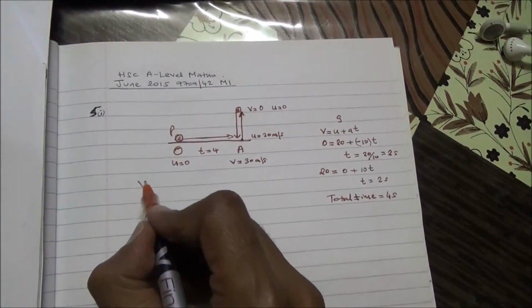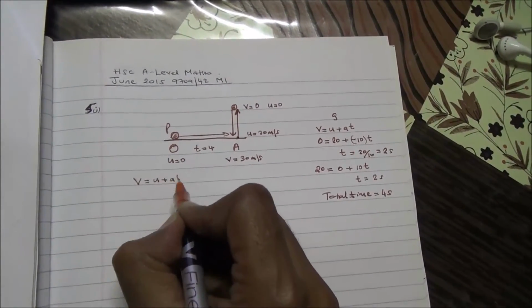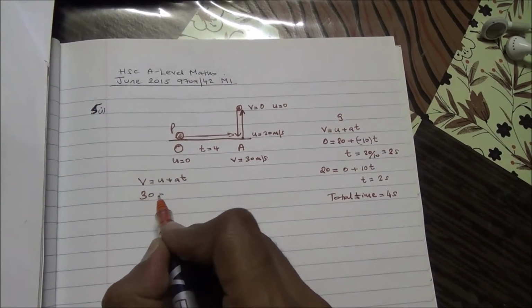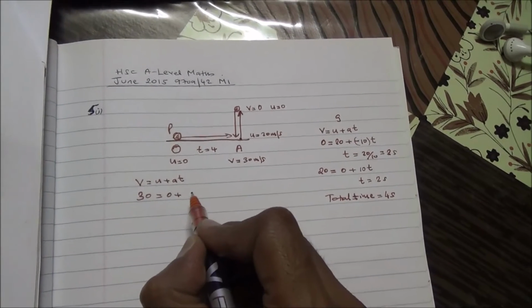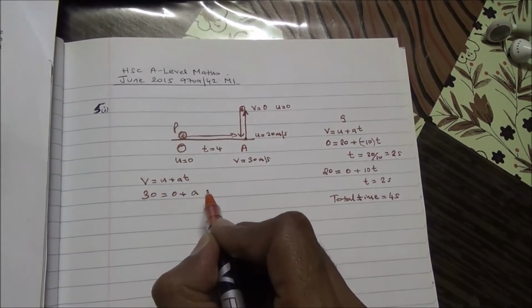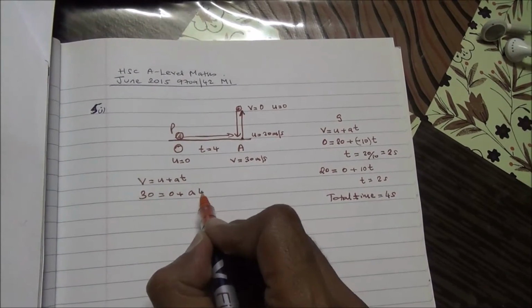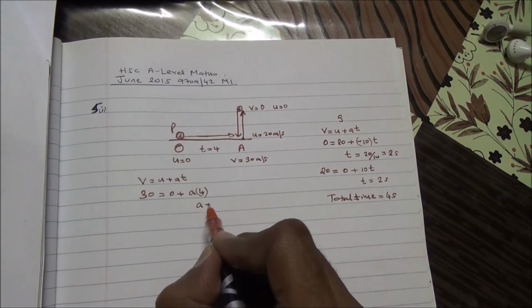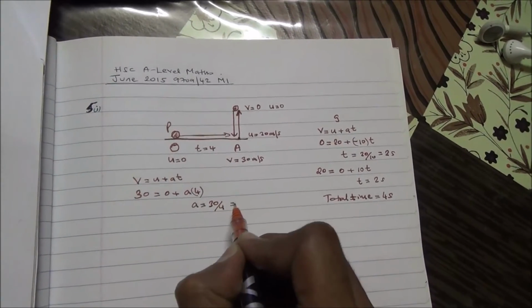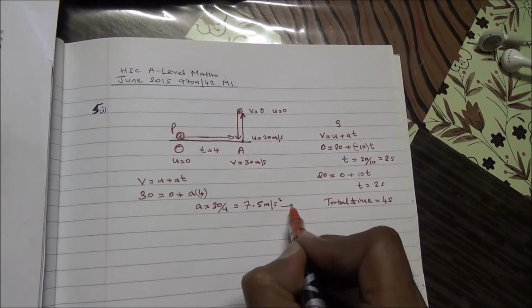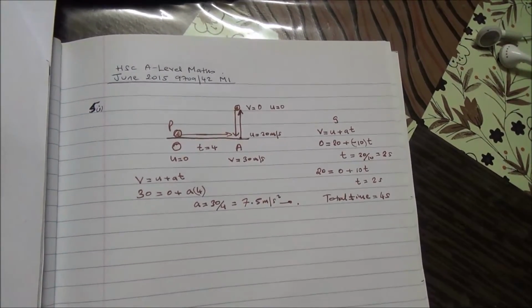Now we can use v is equal to u plus at again. And the final speed for this object, 30 meters per second, is equal to 0 plus a, which is the acceleration that we need to find, times t, and t we found earlier on to be 4. So therefore 4a is equal to 30, and a is going to be 30 divided by 4, and thus the acceleration of P has been found to be 7.5 meters per second squared. So the first part of the question is done.